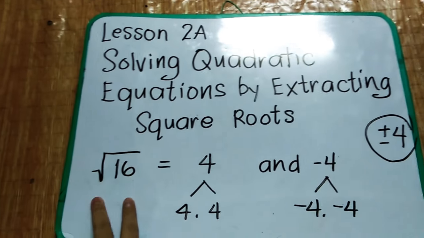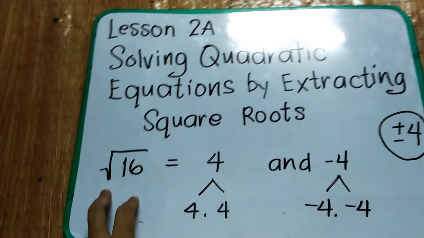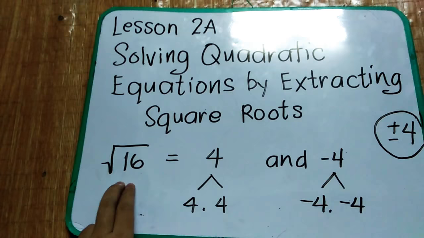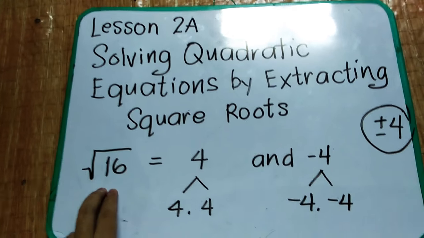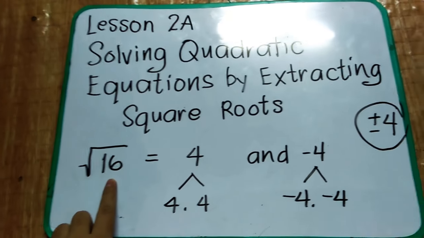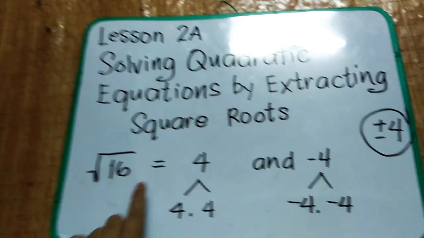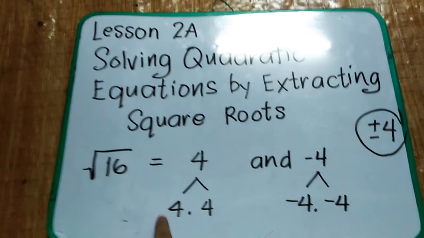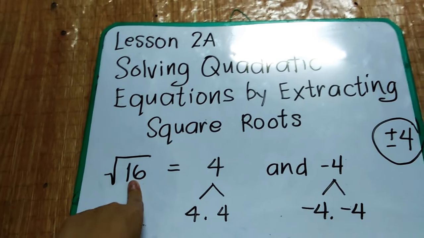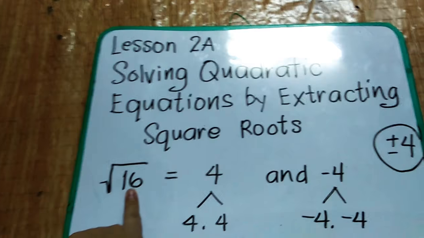Say, for example, we have the square root of 16. How do we get the square root of 16? When we say square root, we think of a number that, when multiplied by itself, gives 16. Of course, we know the answer is 4, since 4 times 4 is 16. But we will still consider negative numbers, because negative is also possible.